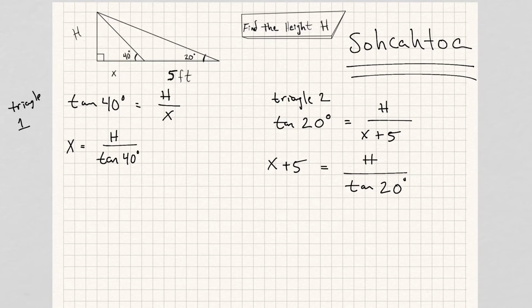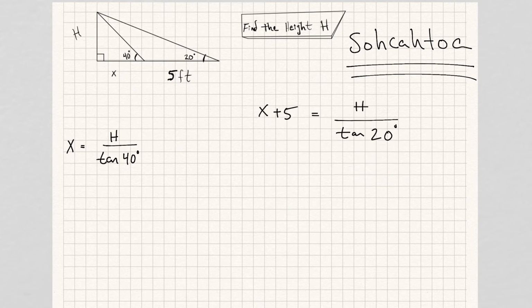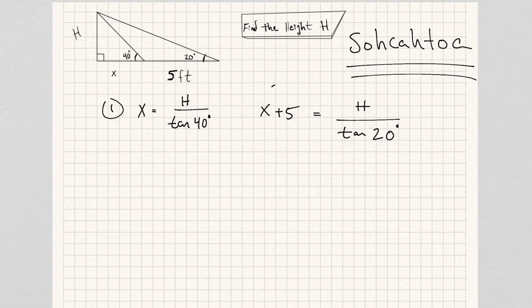What I'm going to do is erase all this stuff and move these two equations up. If you don't have this, put it on pause and scribble everything down. I'm erasing this so I can make room for my two equations. Here's the first one, and here's the second. Equation number 1, equation number 2.